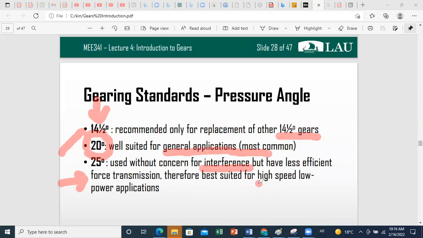whenever you have a very high speed, you want to avoid interference, because we'll see that interference can lead to wear of your gears. Okay, and it's not desired in operation, especially if we have very high speeds. However, whenever you have a low power application, you can allow for larger pressure angles because the transmitted forces will be low. Okay.